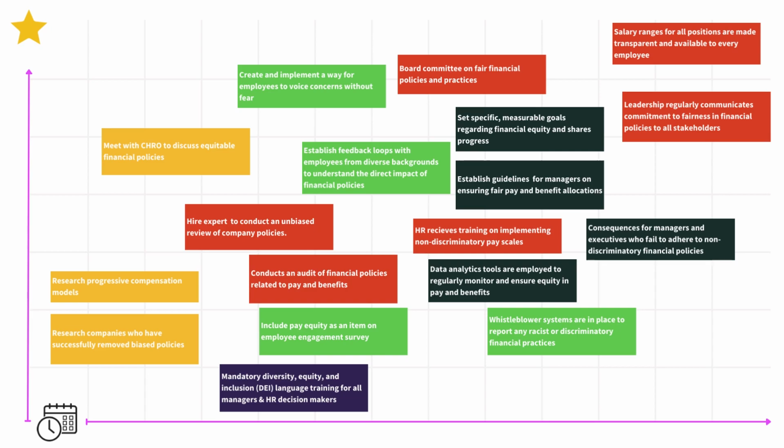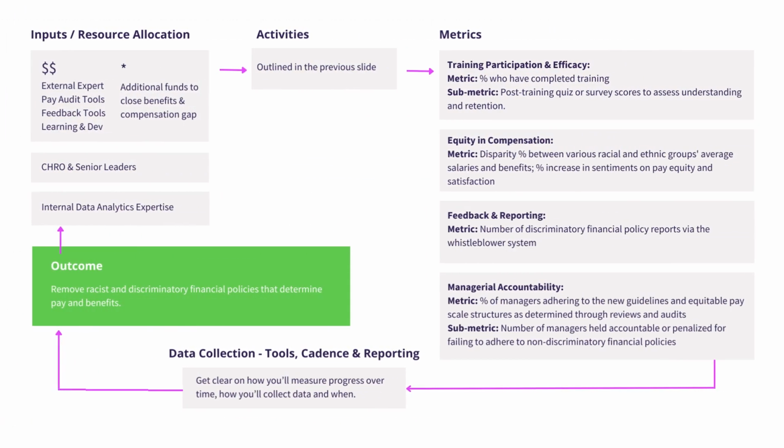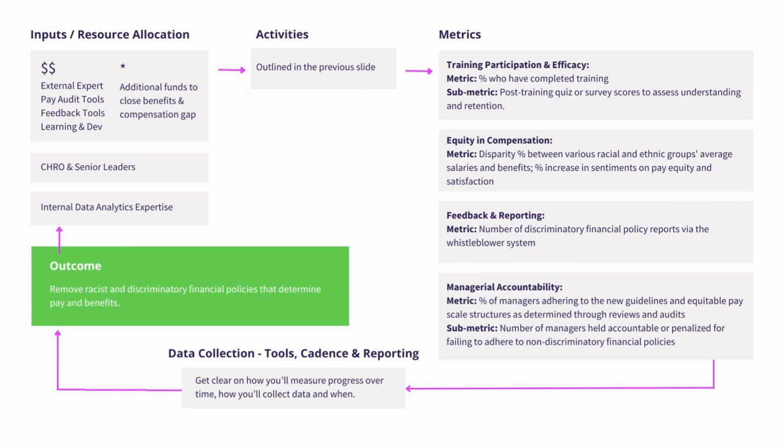And I want to take a moment now and make the connection back to where we started in our second session with the logic model and theory of change frameworks. So I've taken some of these ideas and mapped them on a logic model template, and you can see, what are the inputs and resource allocations? So actual dollars for hiring experts, for buying or building tools, doing learning and development, and potentially additional funds if there is a big gap in pay or benefits. Time with senior leaders and the time and commitment of the Chief Human Resources Officer, as well as some internal data analytics expertise. The activities are all of the things that we already brainstormed to arrive at an MVA.